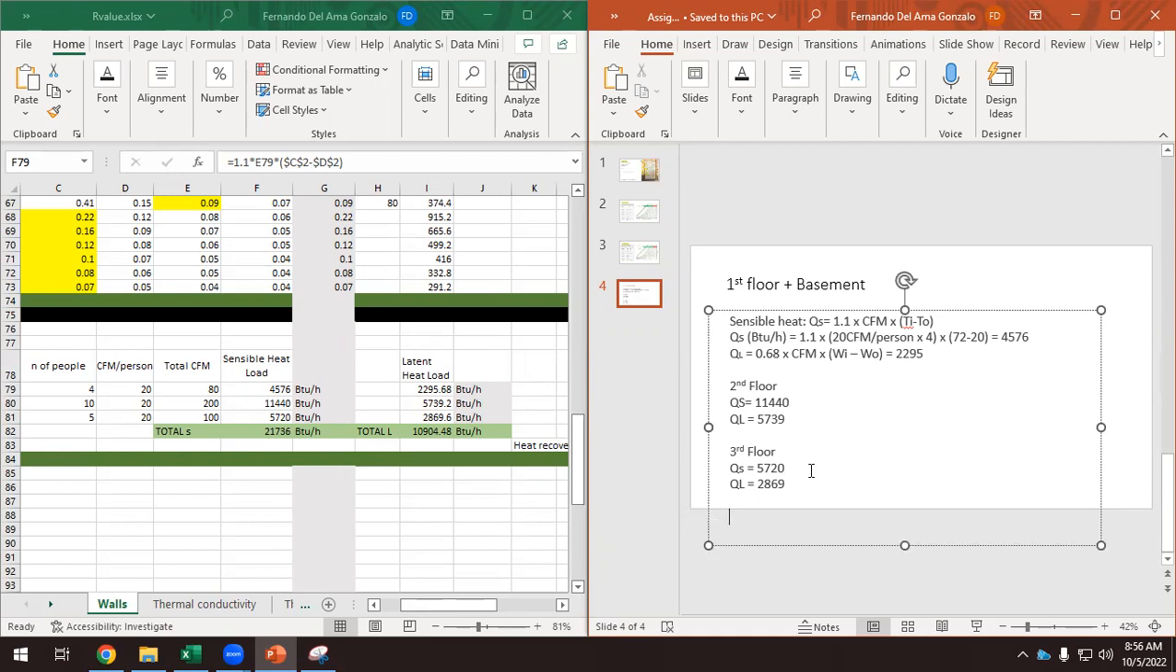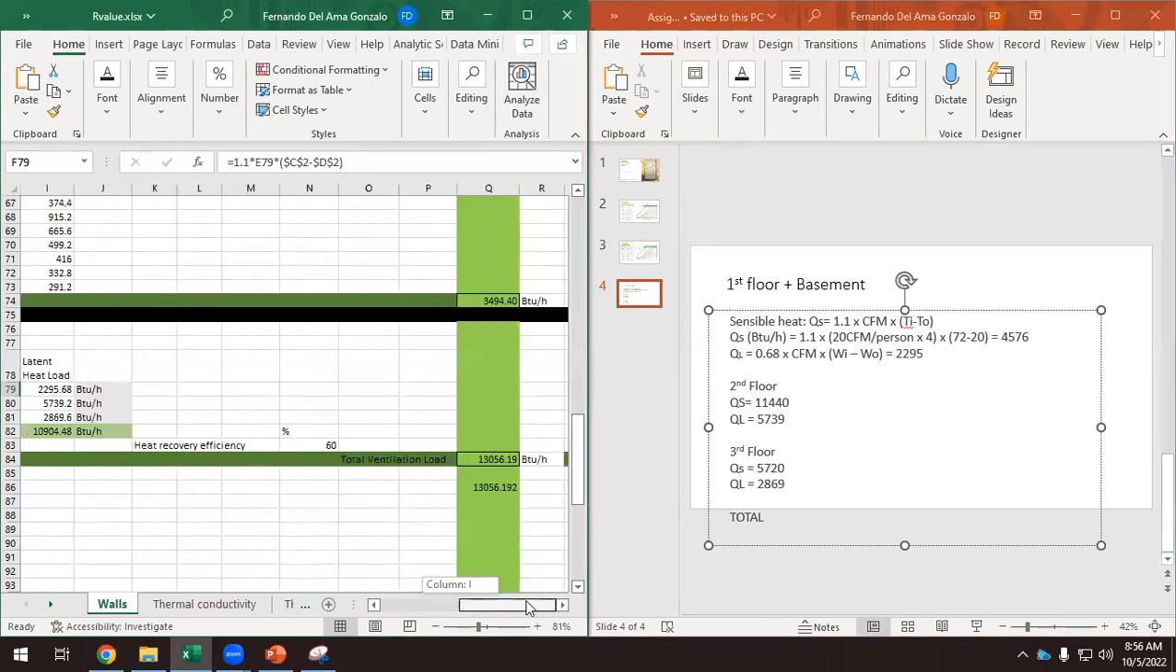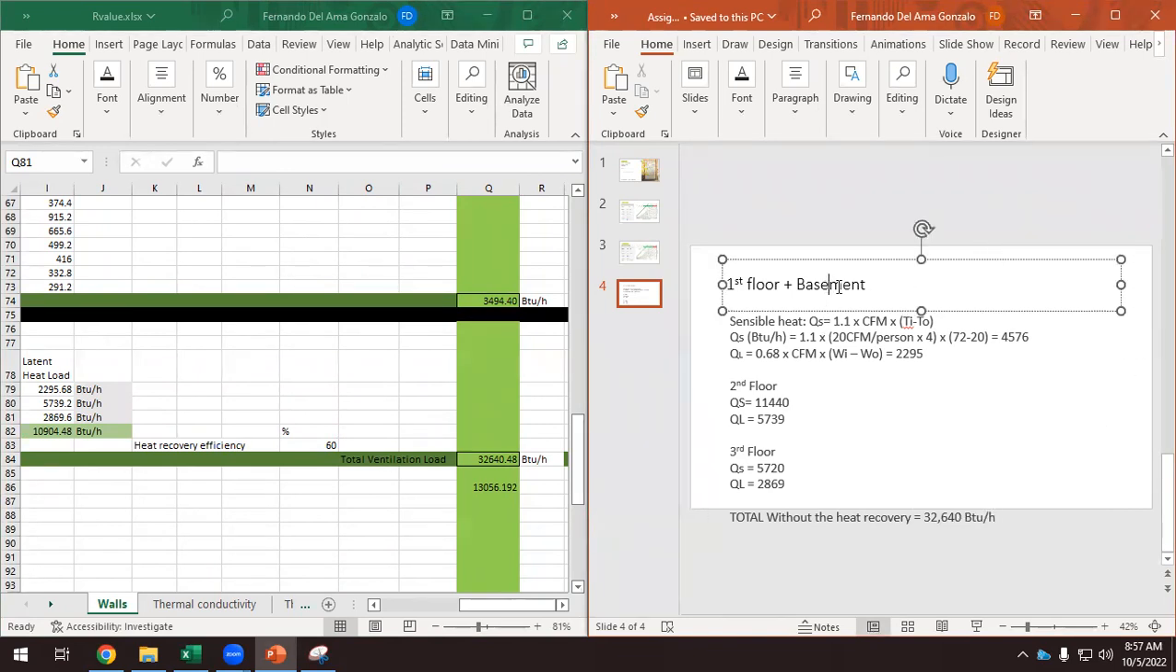Okay. So now what's the total? The total is this without the heat recovery. So I'm going to do this. So total without the heat recovery is 32,640 BTU per hour.